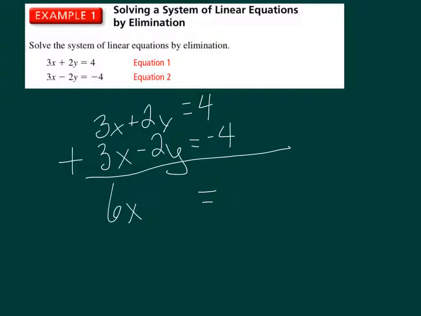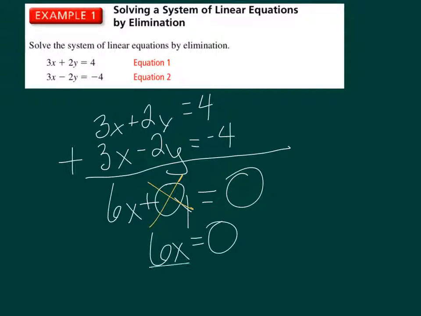So now I'm going to take 2 plus negative 2, which is going to give me plus 0y. Well, 0y is just going to cancel out. So that term has gone away for us now. And then we have 4 plus negative 4. That's also 0. So now all I really have is this. 6x equals 0. I divide by 6, and I get x is equal to 0.